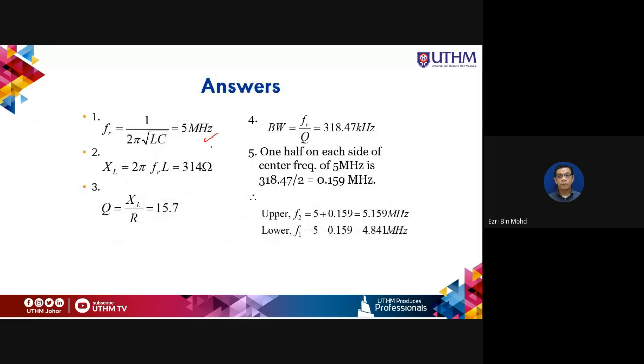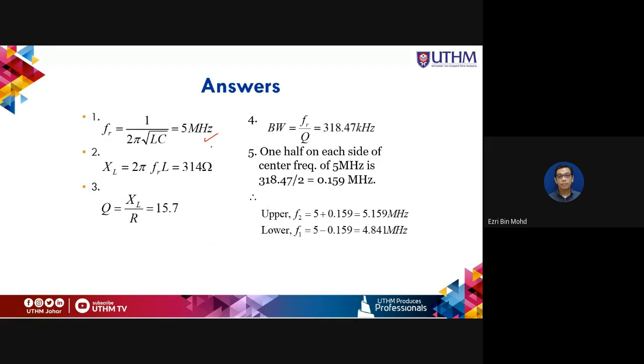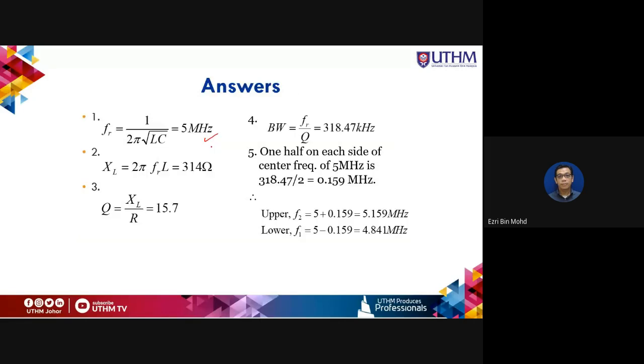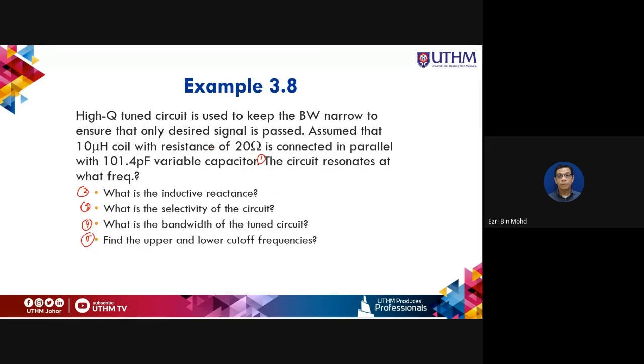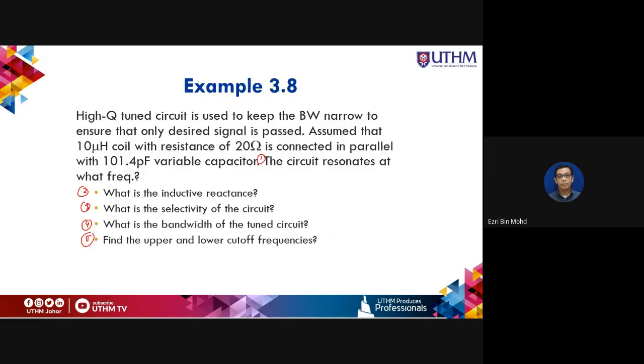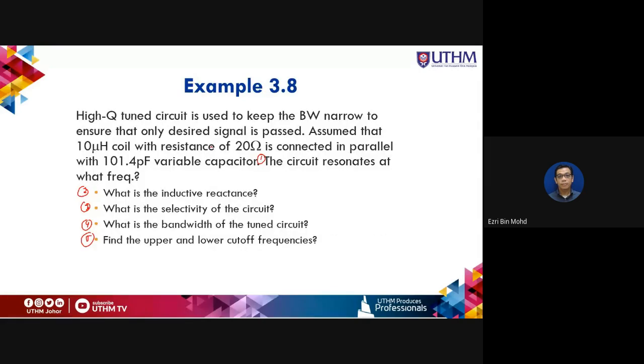The second question requires us to calculate the inductive reactance. Inductive reactance XL equals 2 pi FR L, so you get 314 ohm. The third one is: what is the bandwidth of the tuned circuit? The bandwidth equals FR over Q, where Q is the selectivity, XL over R. So the bandwidth of this signal is 318.47 kilohertz.